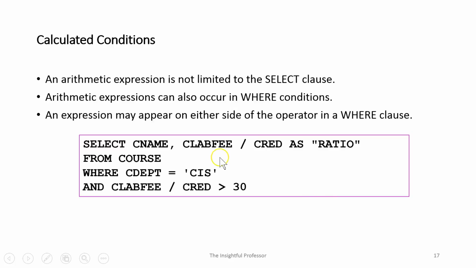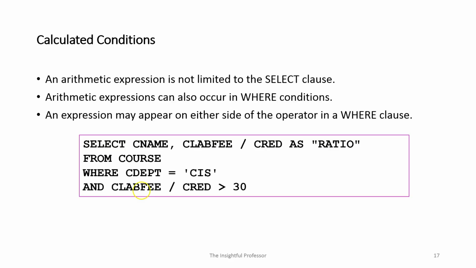On the next slide, we are again doing lab fee divided by credit, so that will be done once per row to present the result to be displayed. But this query shows another application of an expression. There's a predicate added here in our where clause that says, do the computation, divide the lab fee by credit, and if the result of doing the division produces a value that's greater than 30, then this condition is true and the row will come back.